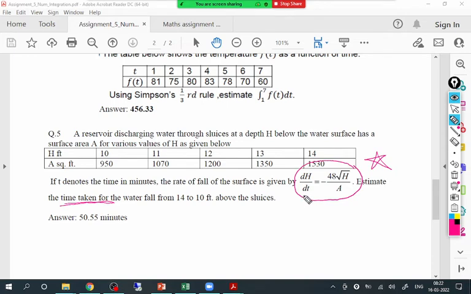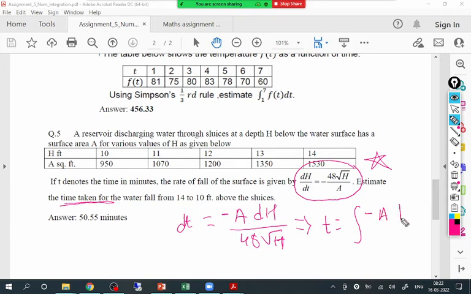So you just have to rearrange. If you rearrange this term, you should get a value of dt first. So you will observe dt is equal to minus A dh upon 48 root h. So this will be the value of dt. Now we want t, so t is nothing but the integration of minus A dh upon 48 into root h.